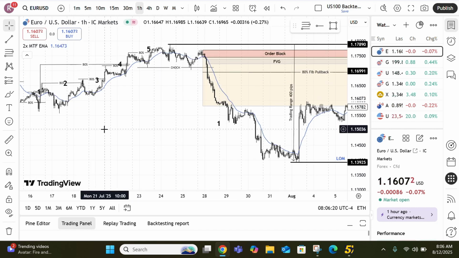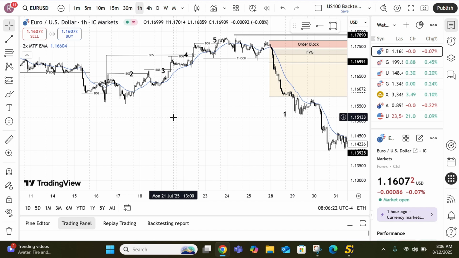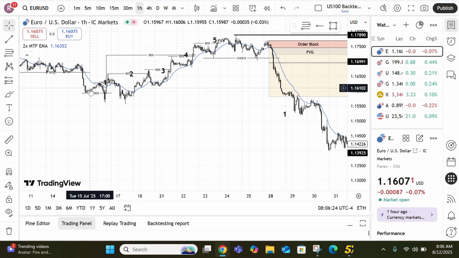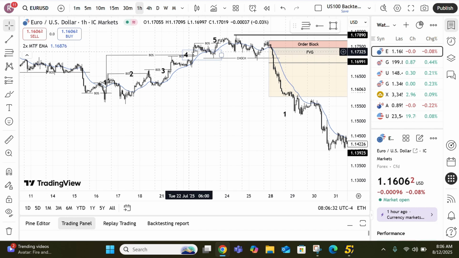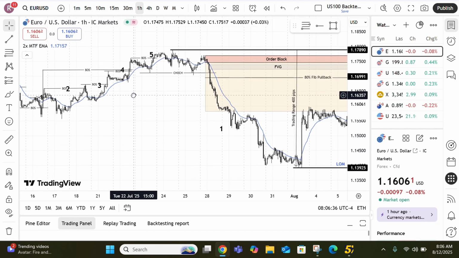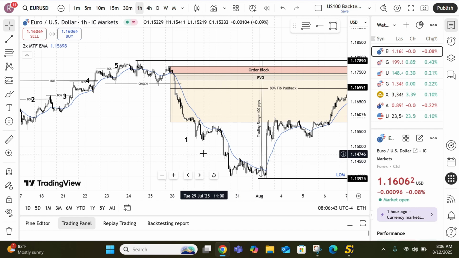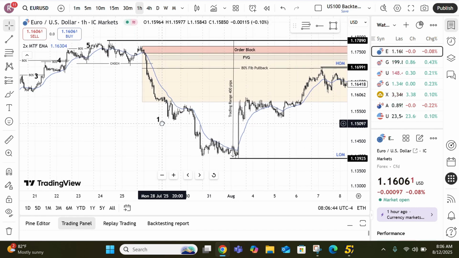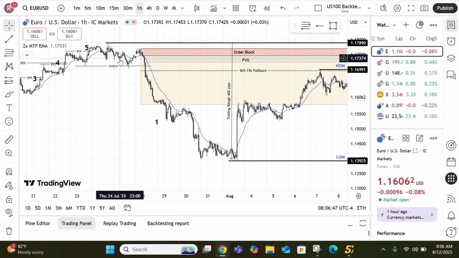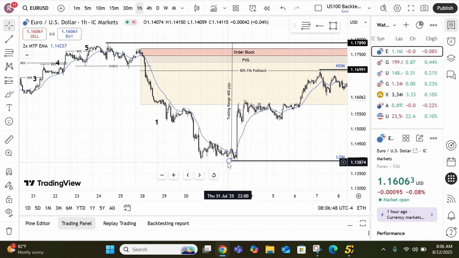Price was in an uptrend. Okay, this was in July. It was in an uptrend. We had 1 leg, 2, 3, 4, 5 legs of an uptrend. Okay, and then we had a change of character and a major sell-off. So we are now in a potential downtrend.